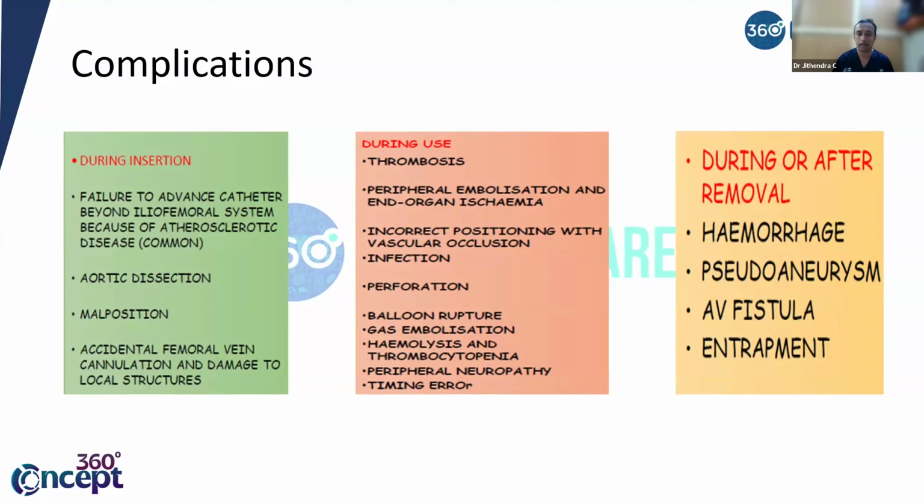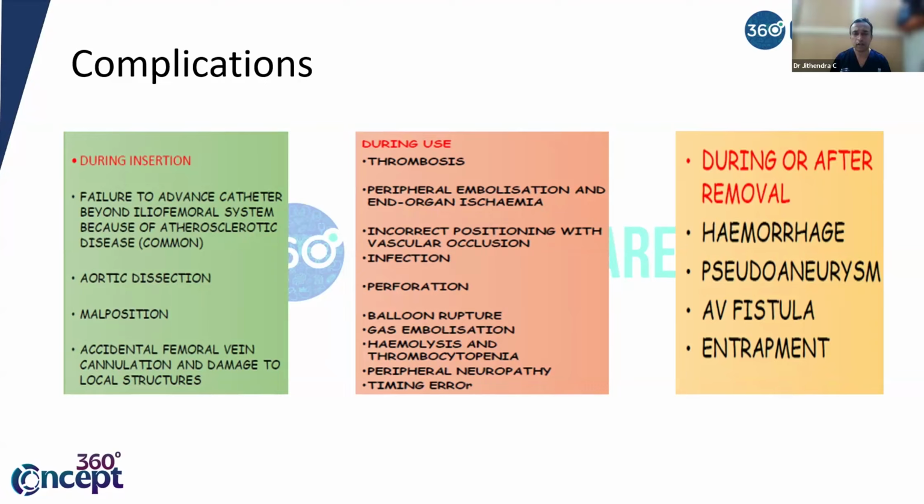Infection: if you're not handling it in an aseptic way, you will get infection. So high risk of infection. If you're not following strict asepsis, then there is high risk of infection. Perforation of the balloon can happen, but very, very rare. So balloon rupture, balloon gas embolization, hemolysis and thrombocytopenia are very, very common complications. Some amount of hemolysis happens because the balloon is causing trauma and it will cause damage to the RBCs and the platelets. And thrombosis is there. So all of this can lead to some drop in Hb, some drop in platelet count.